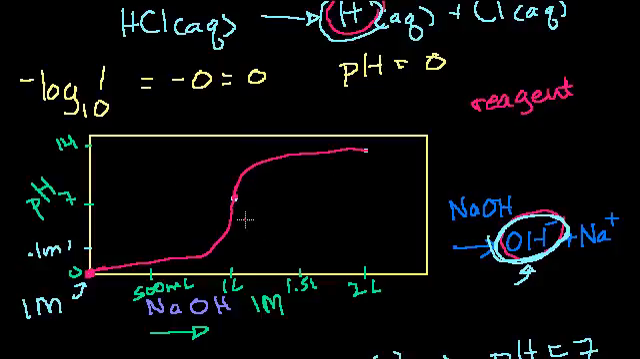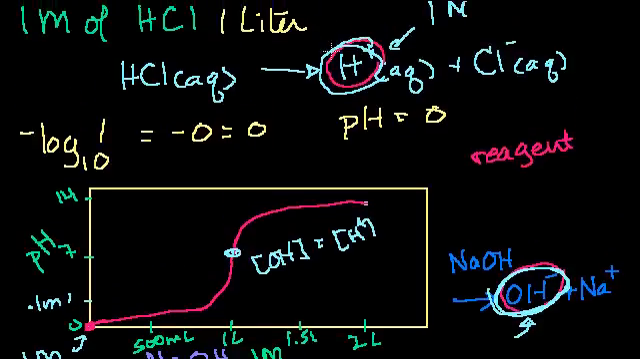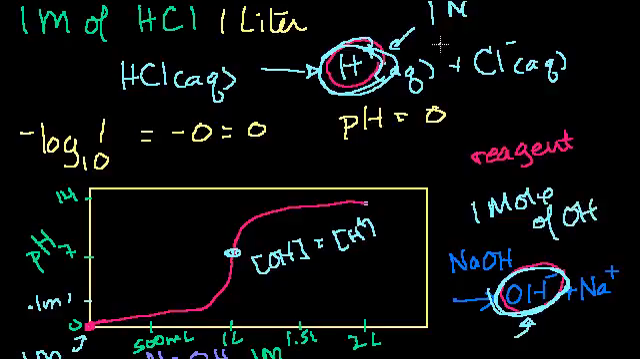Now, what's interesting about what just happened here? At this point right here, your OH is equal to your hydrogen. And the way I think about it is, the great majority of your moles of hydrogen were sopped up at that point. There are always things that don't get completely sopped up, but in order to sop up 1 mole of hydrogen, you essentially have to add 1 mole of OH.